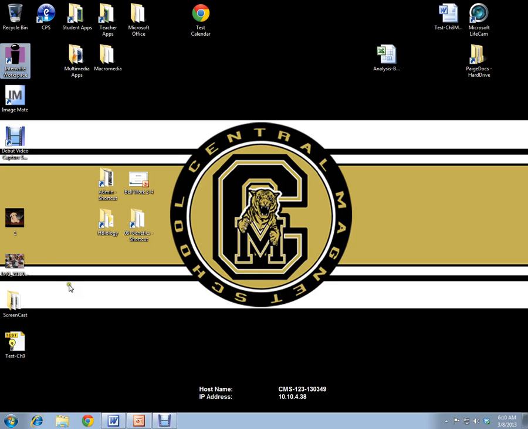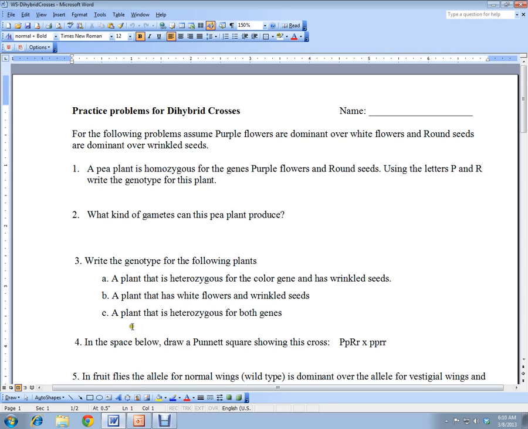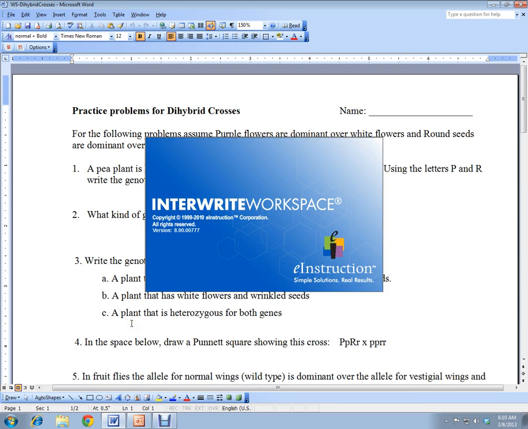So, please pause the video and get out your Dihybrid Cross worksheets that I gave you yesterday. They look like this. Practice problems for dihybrid crosses. Okay, now that everyone has those out, I'm going to use the inner right space here to go over the answers.